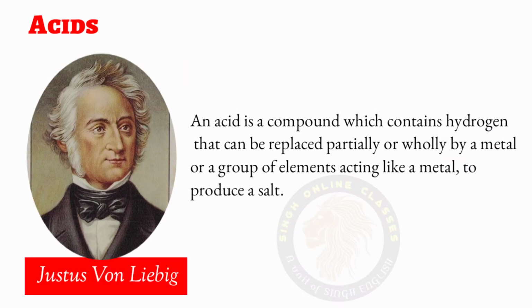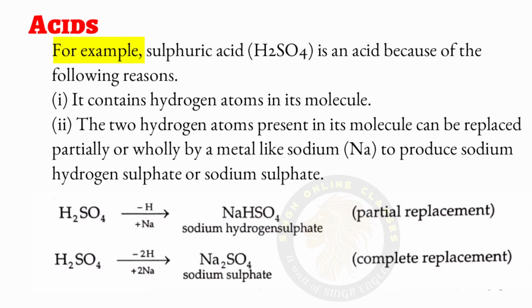Dear students, an acid may be defined in various ways. Here, first we shall study the definition given by Liebig in 1838. According to Liebig, an acid is a compound which contains hydrogen that can be replaced partially or wholly by a metal or a group of elements acting like a metal to produce a salt. Example: sulfuric acid is an acid because of the following reasons.